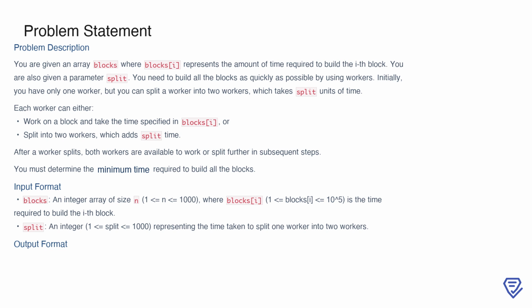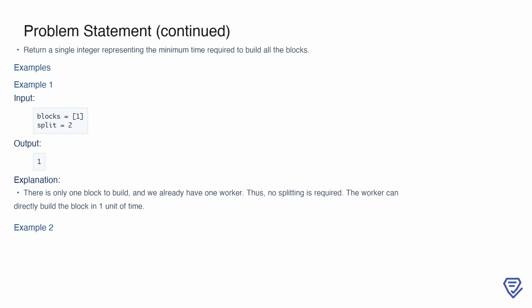Each worker has two choices: they can either build a block, which takes the time specified for that block, or they can split into two workers, adding the split time. The key challenge is to decide how to optimize the use of workers, whether to split them or assign them to blocks, to minimize the total time required to build all the blocks. To solve this problem, we need to return a single integer representing the minimum time required to build all the blocks. Let's look at some examples to understand this better.